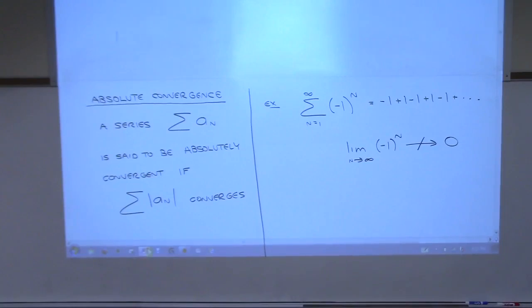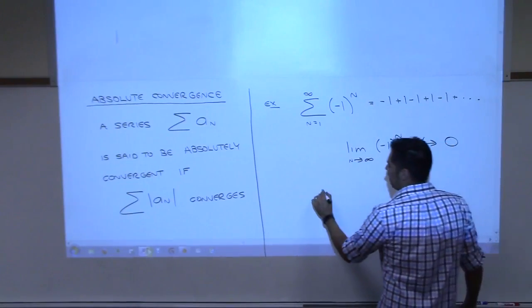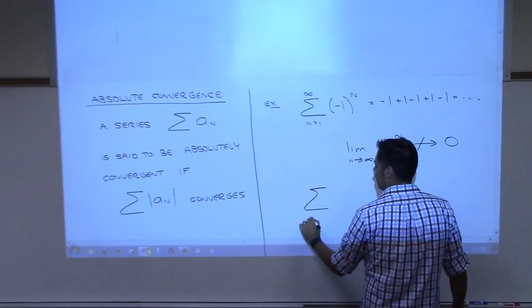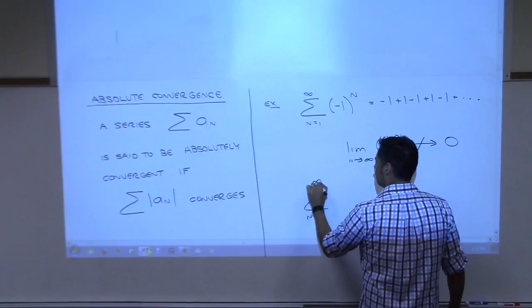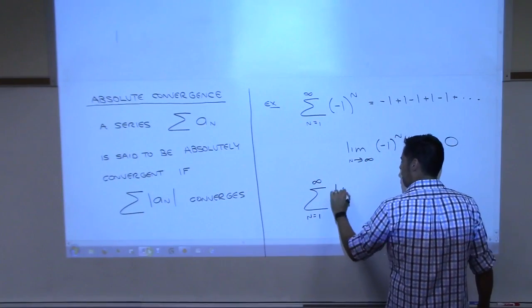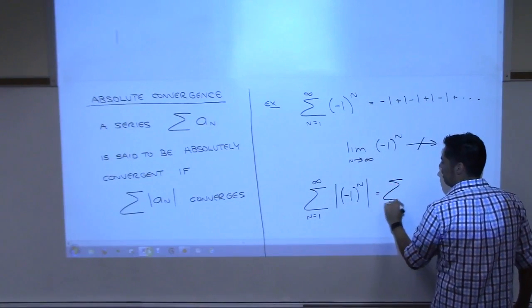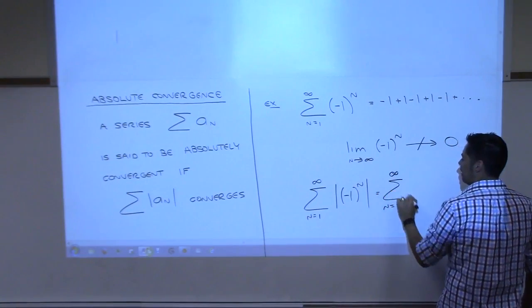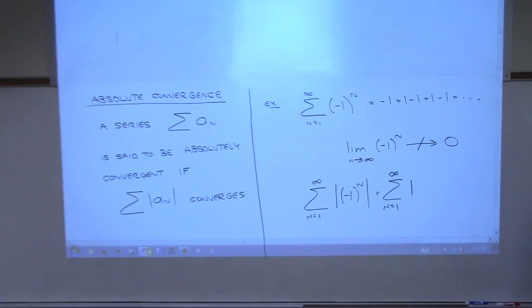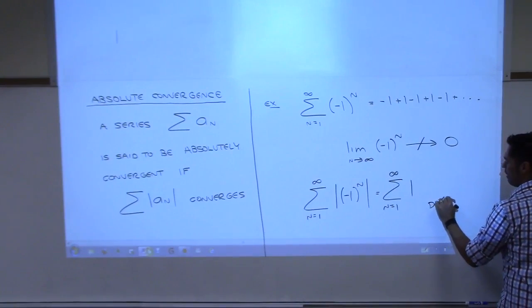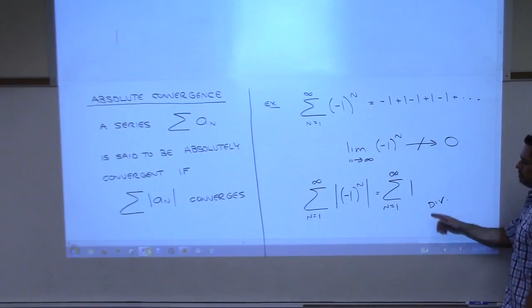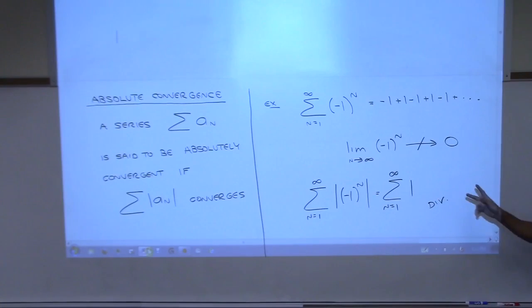Okay. If we take the absolute value of this series, this is just the sum from n equals 1 to infinity of just 1, right? What is that doing? That diverges also, right? This diverges. Why does it diverge? It's just 1 + 1 + 1 + 1 + 1, right?